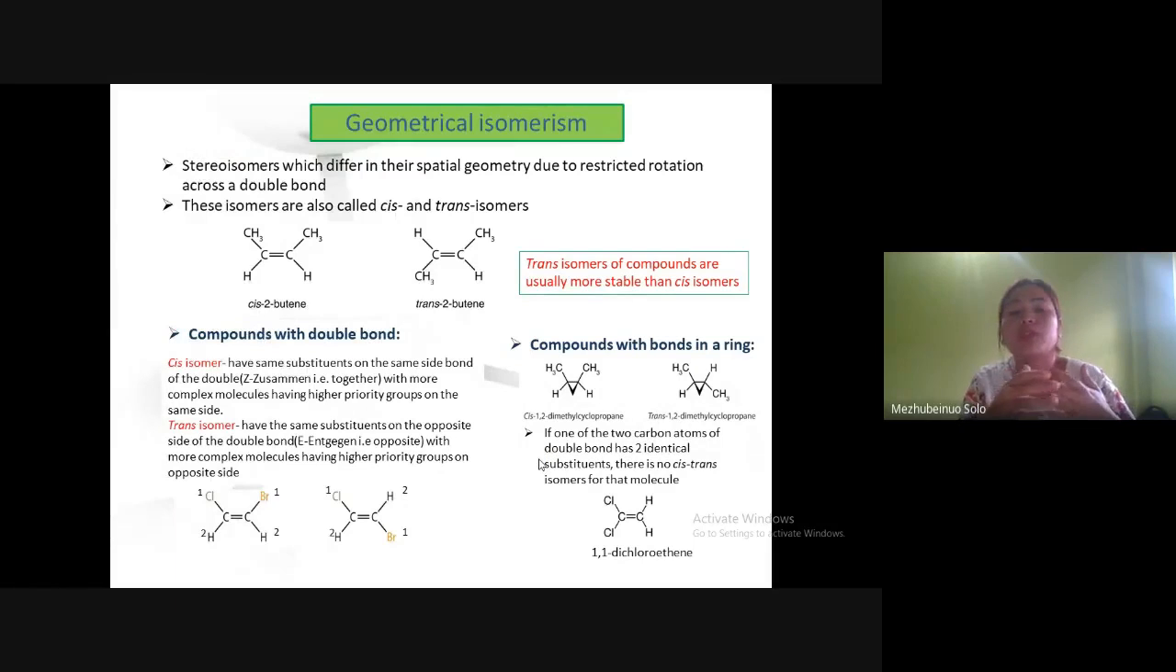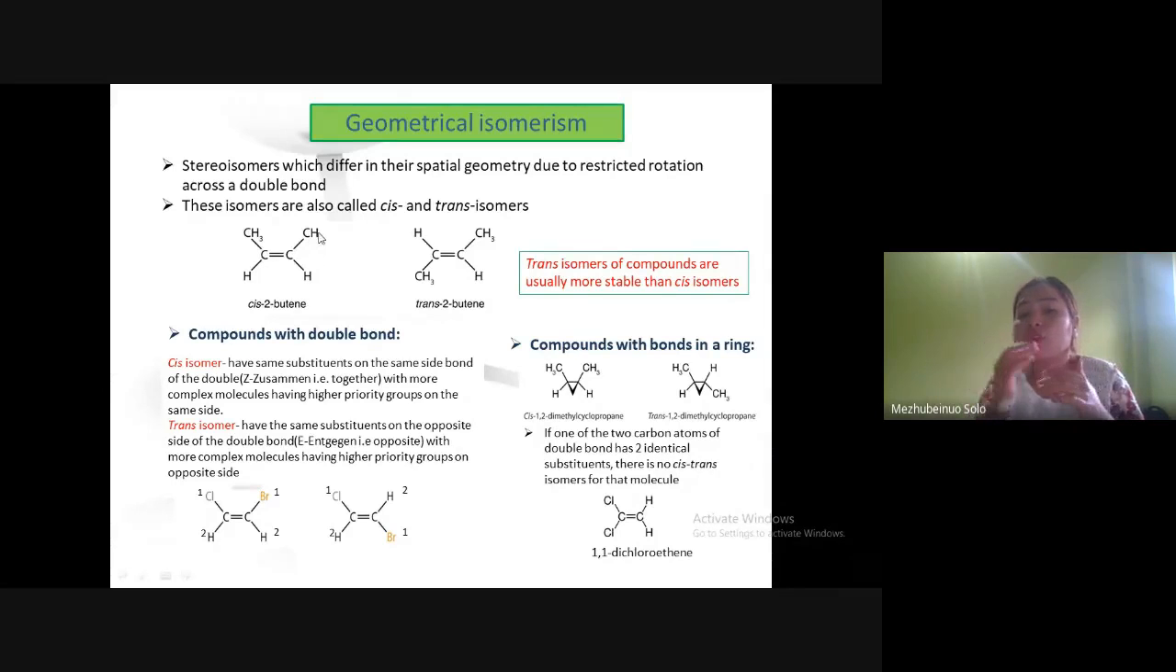Now coming to geometrical isomers, we know that a double bond is made up of a pi bond and a sigma bond. The pi bond in the double bond will not allow rotation of the molecule, such that all the groups attached to the alkene will lie on the plane. So let us see this example here, butene, where all the groups attached to the alkene will lie on the plane.